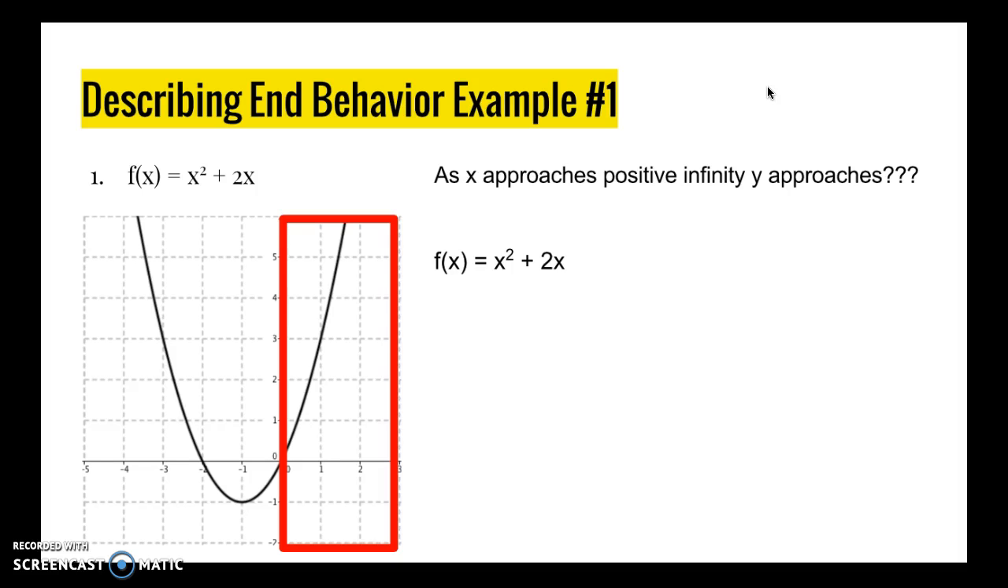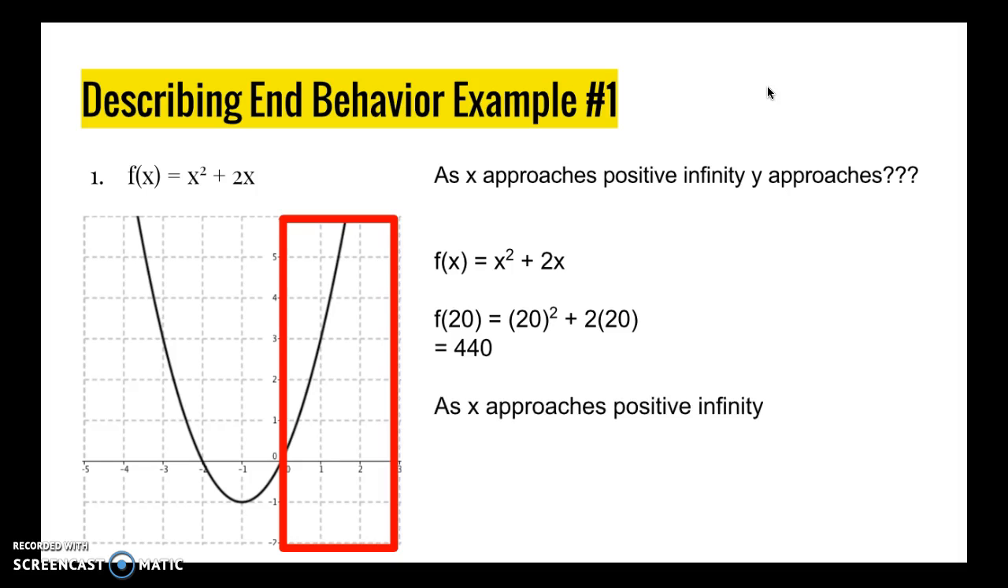So I would suggest that you pick any number that's a positive x value to substitute in for x. Pick a really big number. For the sake of these problems, I'm going to use 20. If I substitute 20 in for my x, we'll see what happens to y. When you work that out, you should get 440. What we're looking for is: is that answer a positive or negative number? Because it's positive, as x approaches positive infinity, because I'm on the positive side of my graph, y approaches positive infinity, because my result was positive.